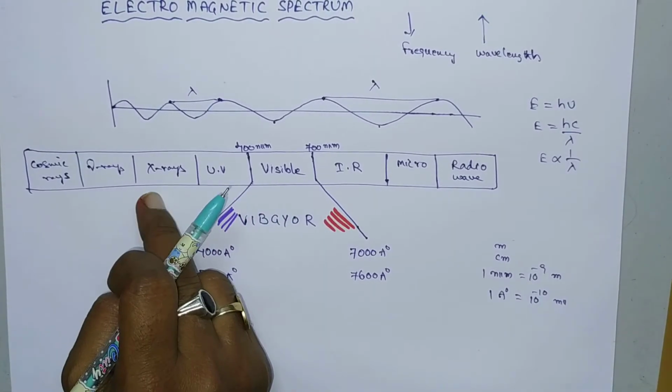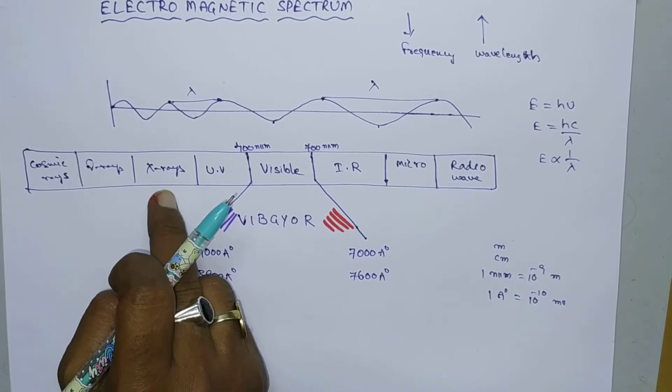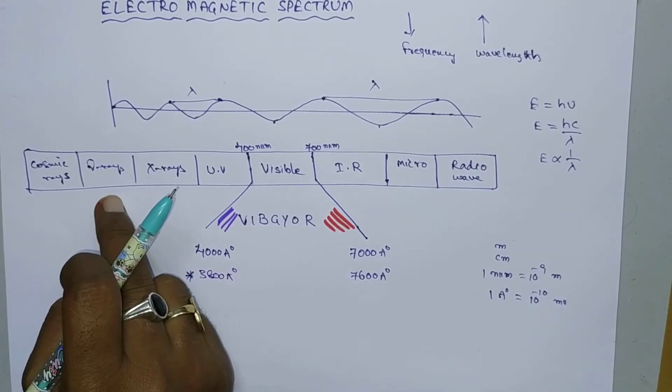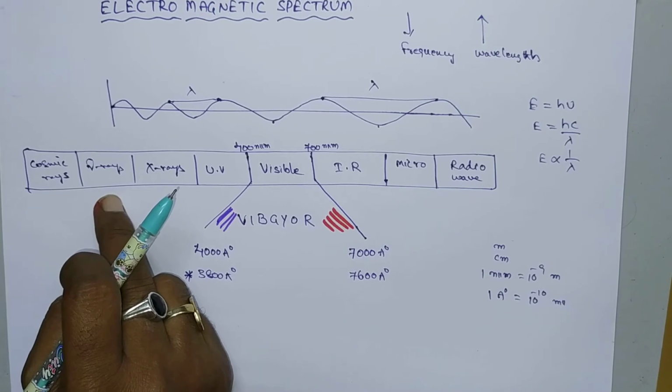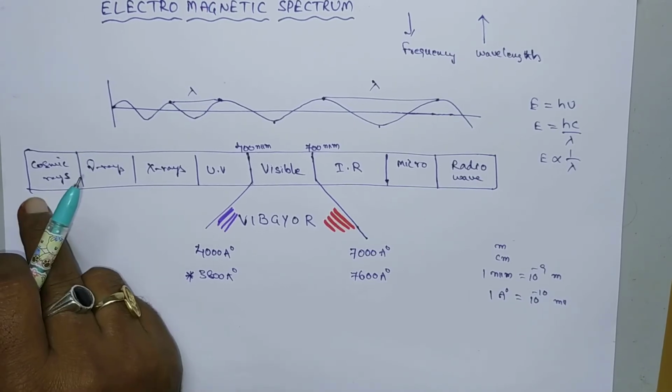And next one, X-rays. X-rays are useful for identifying skeletons. If there are any fractures, we can identify those fractures of bones by using X-rays. And gamma rays. Gamma rays are useful for treating cancers. And these cosmic rays are high energetic radiation.